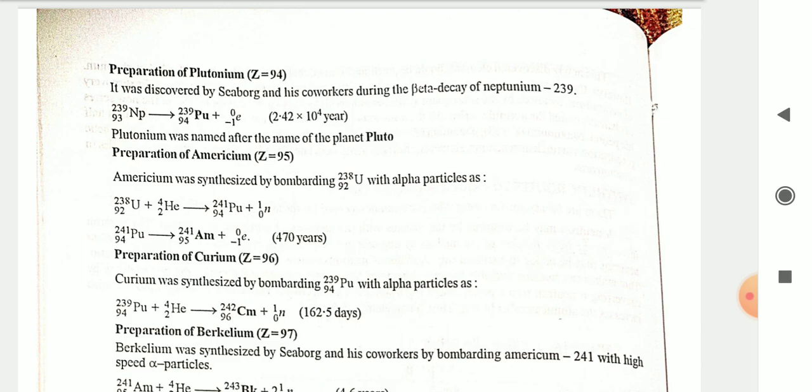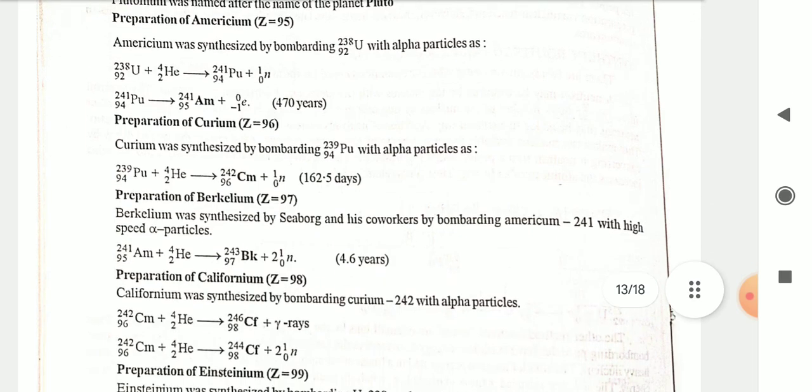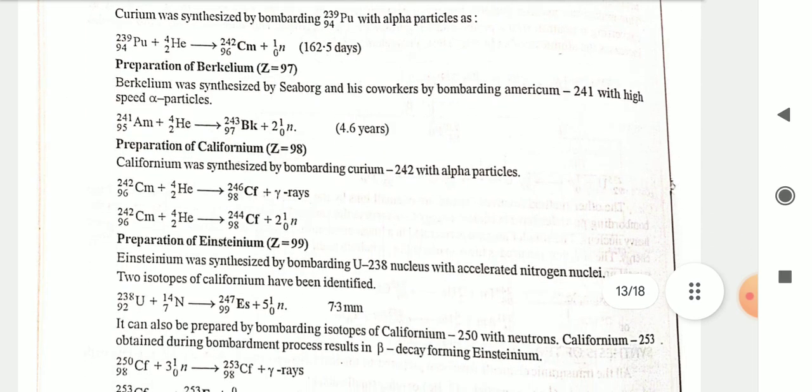Preparation of berkelium. Berkelium was synthesized by Seaborg and his co-workers by bombarding americium with high-speed alpha particles. Am-95-241 plus helium gives Bk plus 2 n-0-1.